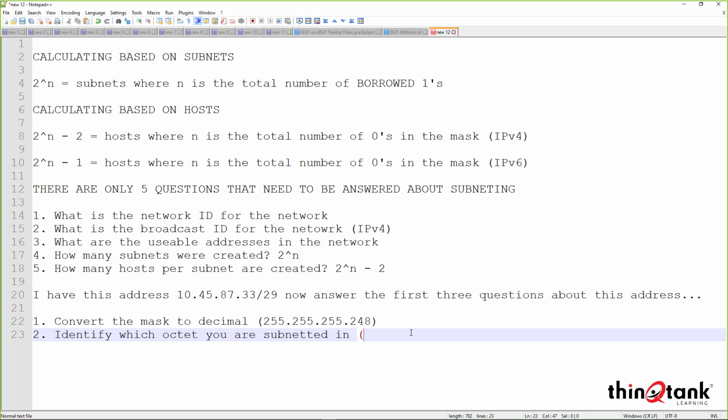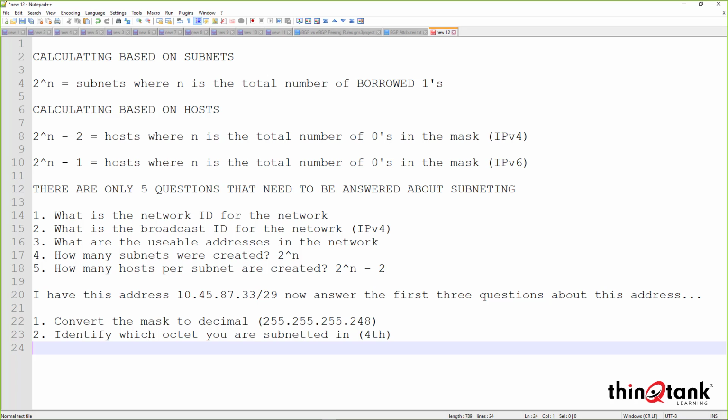And in this particular case, which octet are we subnetted in? The 4th. Right? In other words, the first 3 octets are all ones, which means that must be the network portion. By definition, ones in the mask mean that's part of the network. This is the only part of the mask that has ones and zeros, so that must be where we're subnetted. Does that make sense?